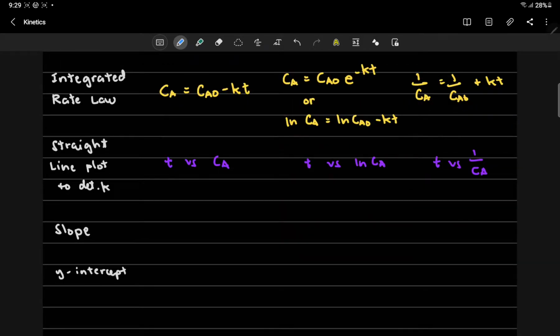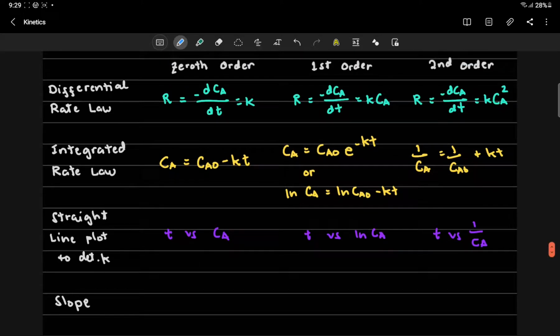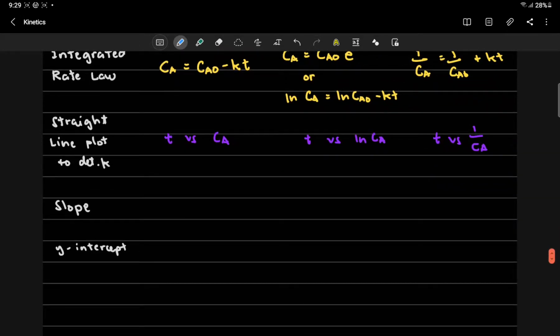So just to write what I've just said, for a zero order reaction, ang magiging slope natin, if you did the previous plot, you will obtain negative k, and the y-intercept is the initial concentration. For the first order reaction, the slope will be equivalent to minus k as well, and the y-intercept is ln of the initial concentration. And finally, for the second order reaction, the slope will be equivalent to k, and the y-intercept is just the reciprocal of the initial concentration.